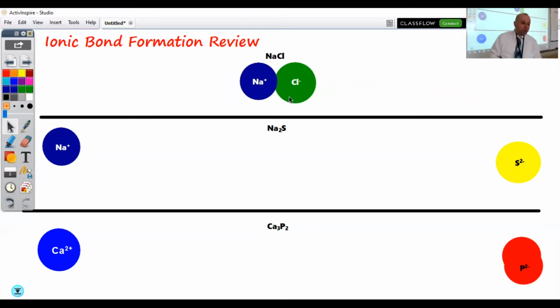In our second example, we have the compound sodium sulfide. In this case, sodium still maintains its positive 1 charge because it's found in group 1, but sulfide has a negative 2 charge because it's found in group 16. Now, in order to get a neutral compound, I'll need 2 copies of my sodium ion in order to balance out the negative 2 charge on my sulfide ion.